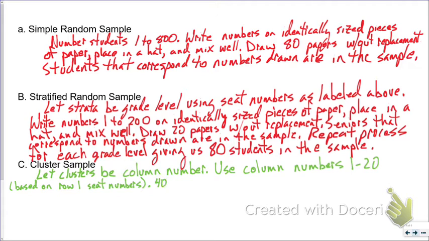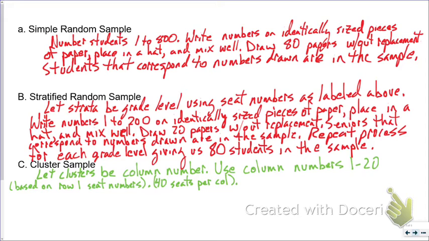40. Another side note, you don't really have to write this. This is just for my process here, so I know I end up with the right thing. 40 seats per column. So if I randomly pick a cluster, I'm going to get 40. So let's randomly pick 2 clusters, 2 columns.